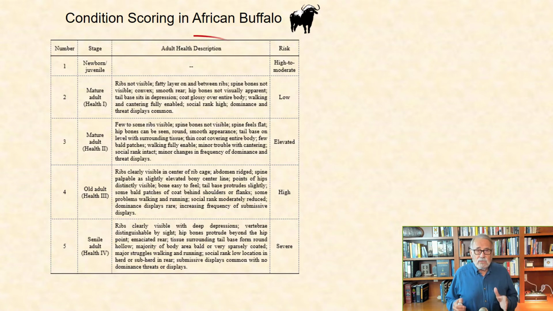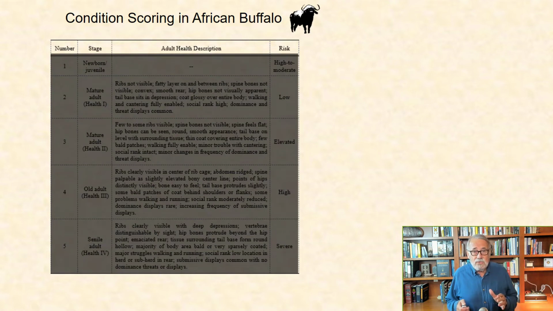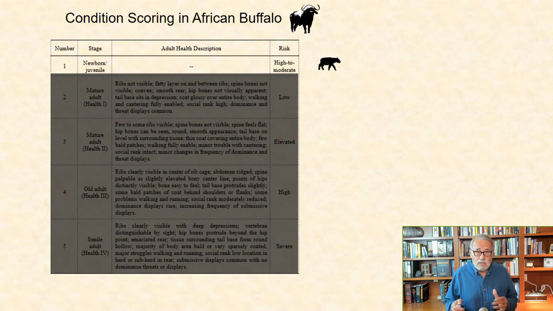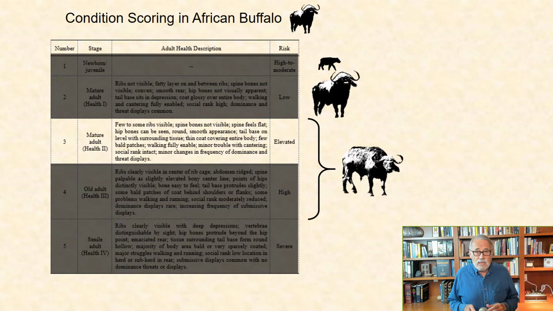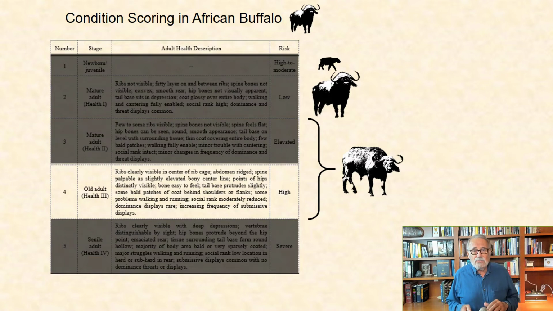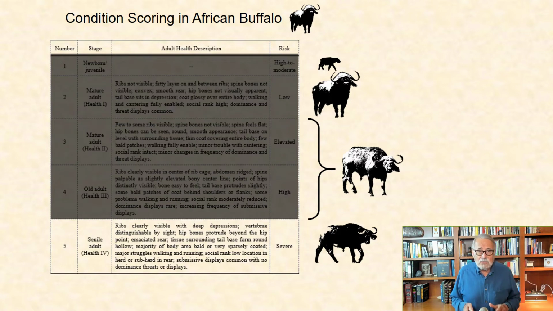Note the main column of adult health description, which contains the descriptions of different visual and behavioral characteristics of each health category. The first category is the stage of newborn or juvenile, in which risk is high to moderate. The second category is mature adult health category 1. This category corresponds to relatively low risk. The next category is mature adult health category 2, which corresponds to elevated risk. The fourth category involves deteriorating health and thus high risk. In the last category, senile adult, this corresponds to very severe risk.